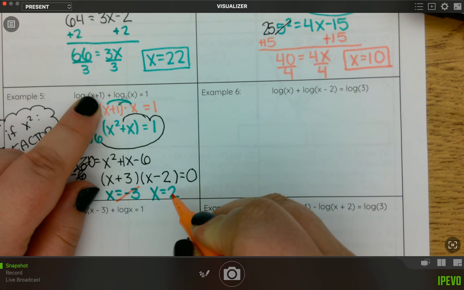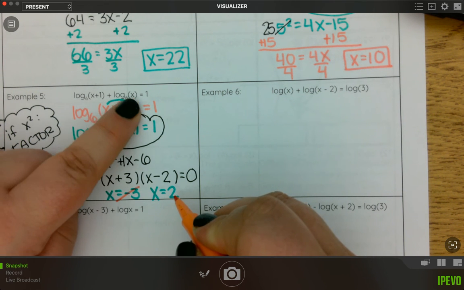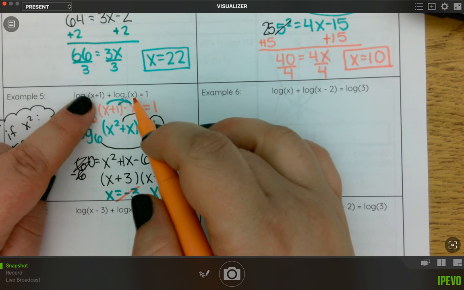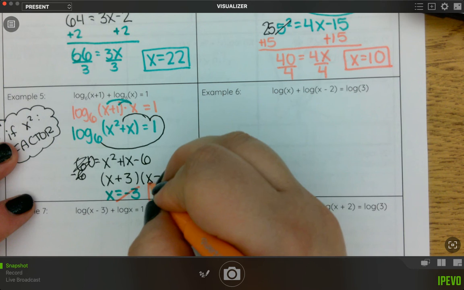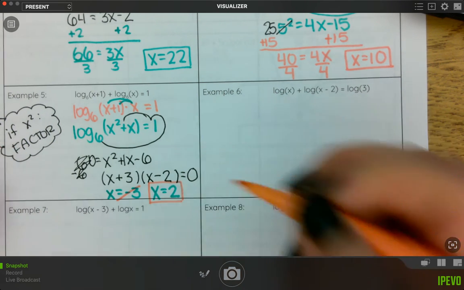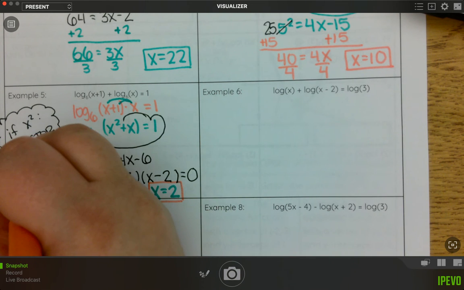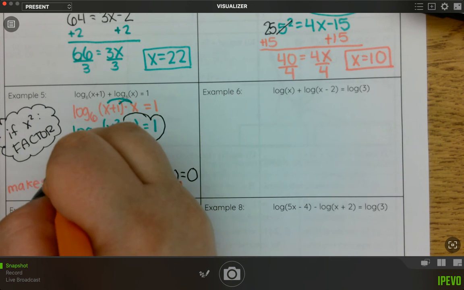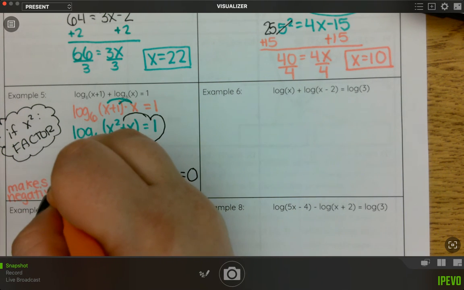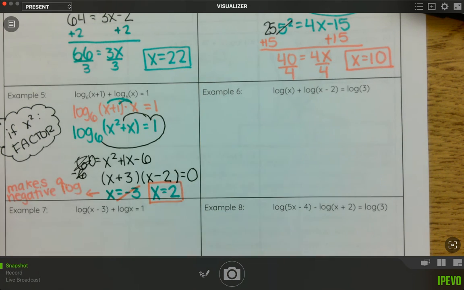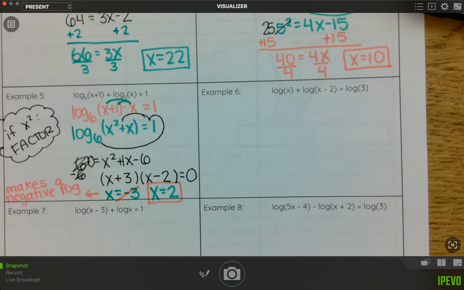2 plus 1 is 3, and 2 is just 2. So this one works in both sets of parentheses. You need to check all logs to make sure you can plug this number in without getting a negative. So your only answer to this problem is x equals 2. Okay. So we're crossing this one out because it makes a negative log right here and right here technically. So you do need to check both.